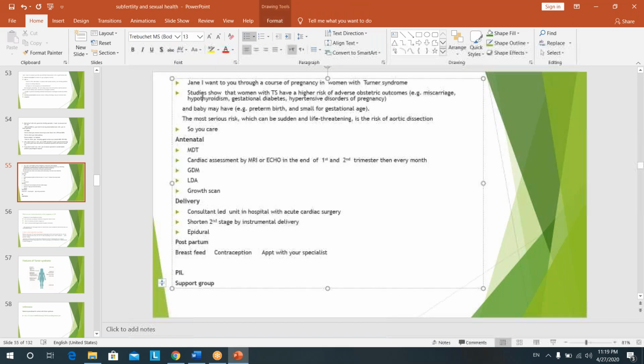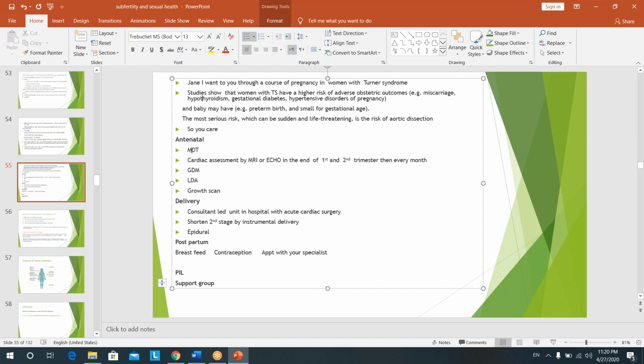Jan, you have to complete the circle. You have to counsel here on what the pregnancy will be like in a patient with Turner syndrome, if time allows. Jan, I will now take you through the course of pregnancy in a patient with Turner syndrome. Studies show that women with Turner syndrome are at high risk of adverse obstetric complications like miscarriage, hypothyroidism, diabetes, hypertension. Also, the baby may be delivered before the due date. The baby may be smaller than expected for age. And the most serious problem is aortic dissection, and you have to explain what aortic dissection is.